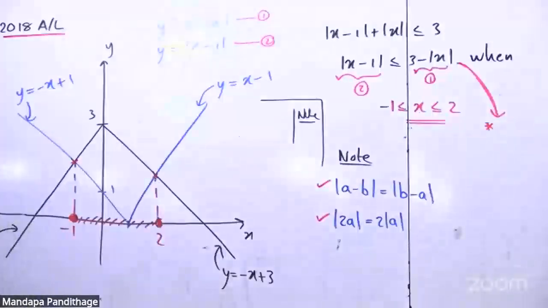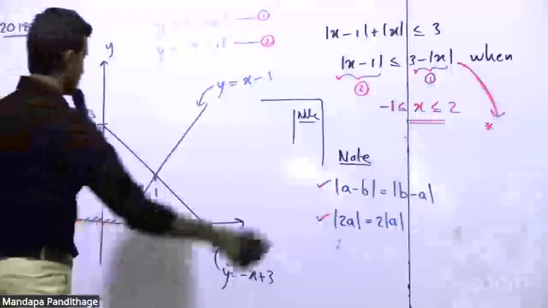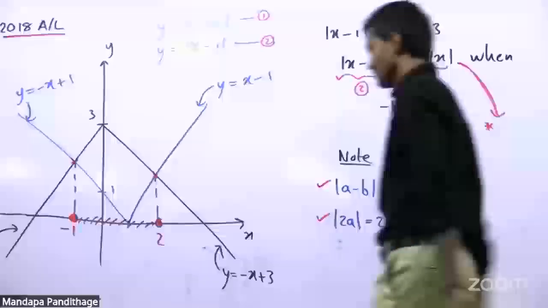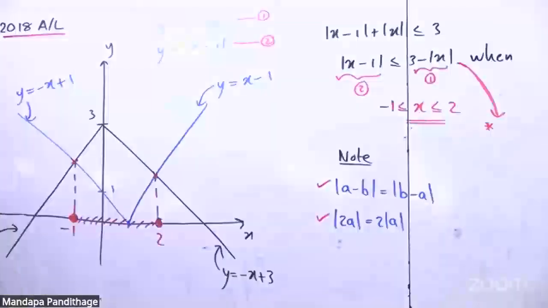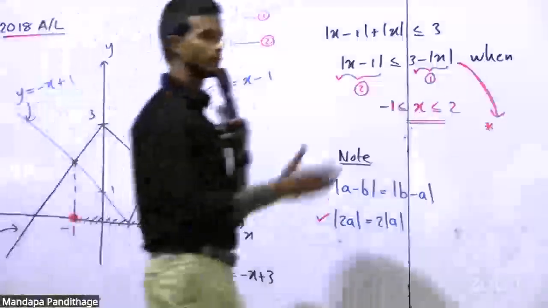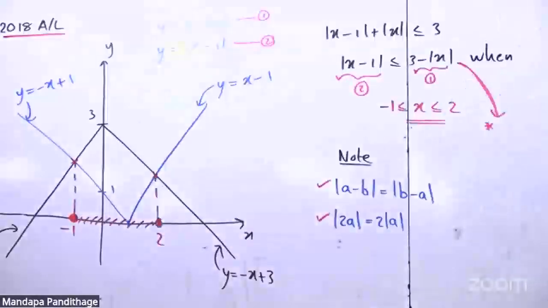Okay, now do the 2023 question. So first draw the two graphs that they have given. And then the inequality is a bit different, but you can rearrange the inequality in a way that you can clearly see the two modulus functions. So do 2023, and if there's anything you can ask from me.